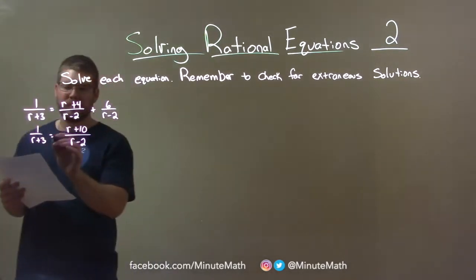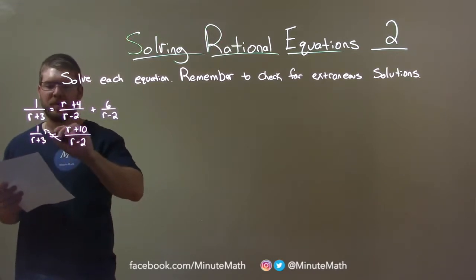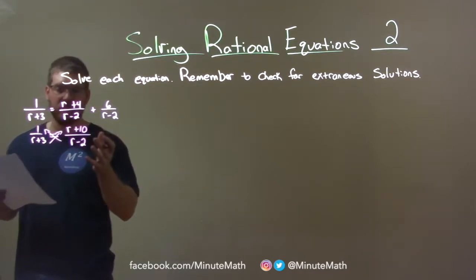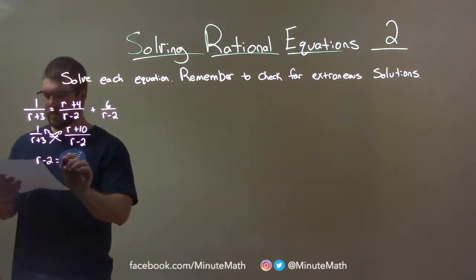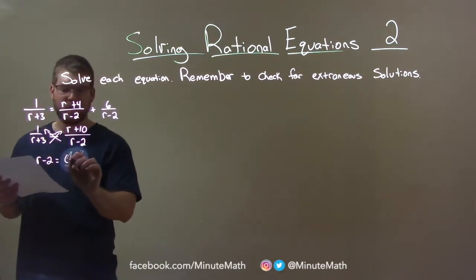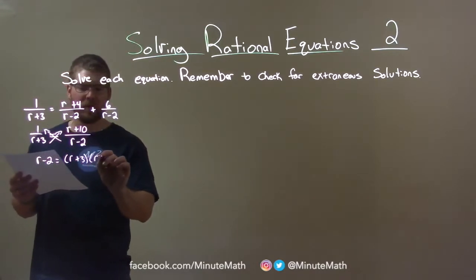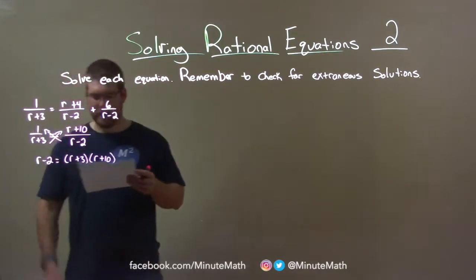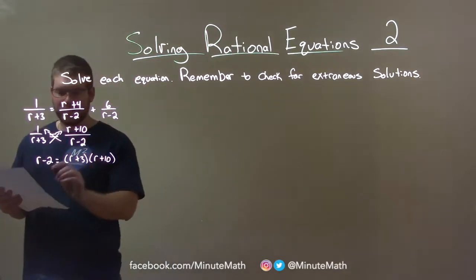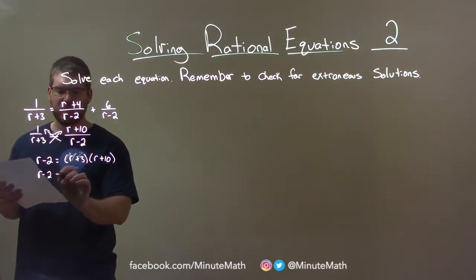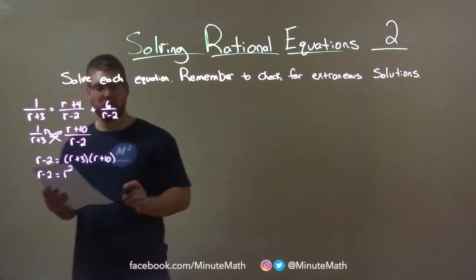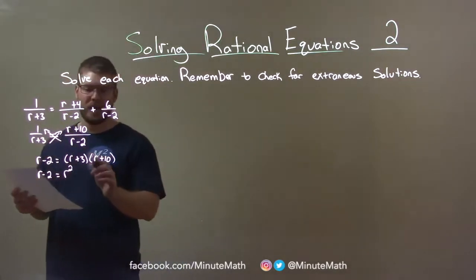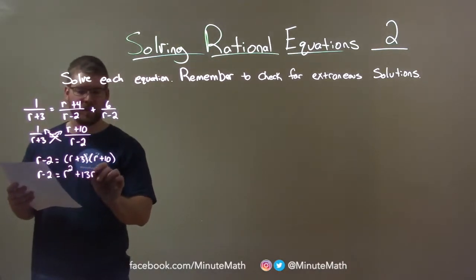Now I'm going to cross multiply, get everything to the numerator. 1 times r minus 2 is just r minus 2. Right hand side, we have r plus 3 times r plus 10. Okay? We want to FOIL that out, the right hand side. So left is r minus 2. r times r is r squared. r times 10 is 10r. 3 times r is 3r. Add them together, we have 13r. And 3 times 10 is 30.